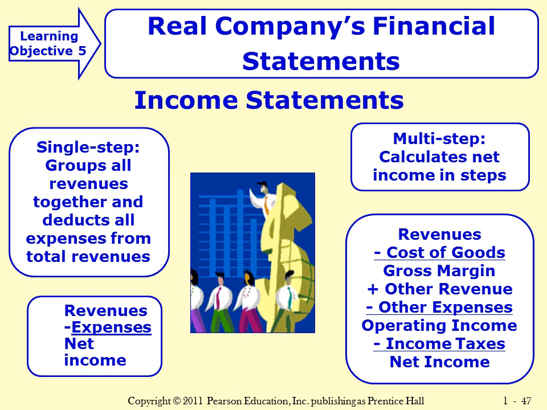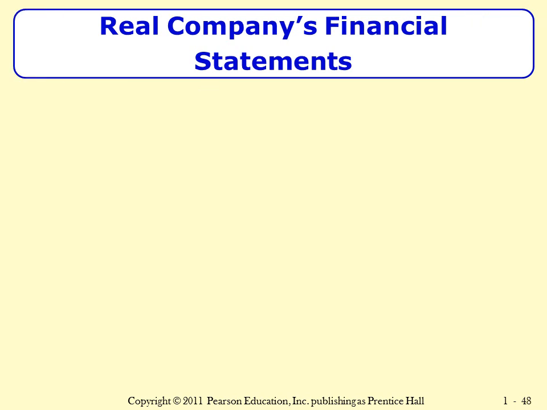Then you have your selling and administrative expenses. And then you have other revenues and expenses, and you have your operating income and your income tax and your net income. So you'll see various subtotals sprinkled throughout that income statement if it's a multi-step, which is most commonly used.